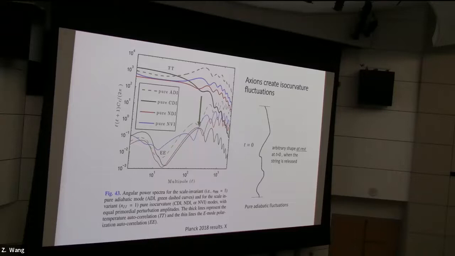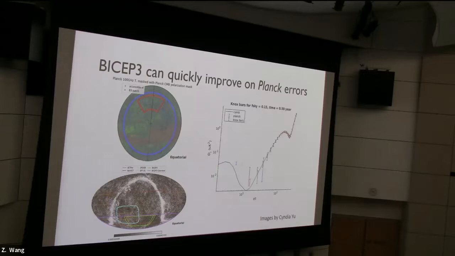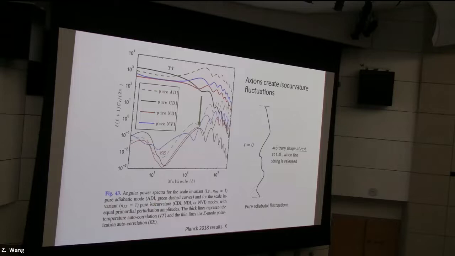Okay, but the BICEP project can quickly improve that measurement by doing a wide field survey. We normally observe a small-ish patch of the sky to get the best possible measurement on B modes. But we spent a summer doing wide field observation, and the expectation is we can quickly improve on Planck error bars, which provided the best constraint on these non-adiabatic fluctuations.